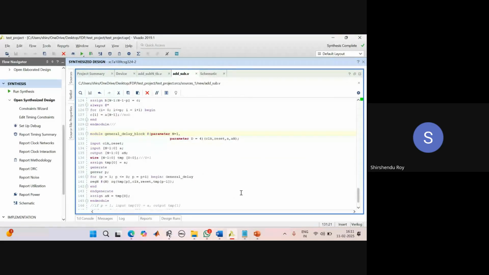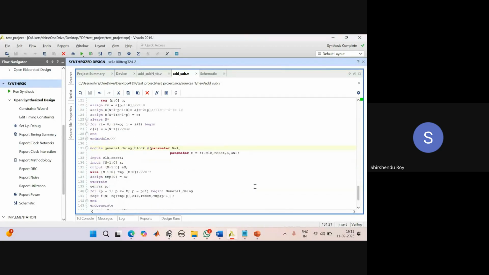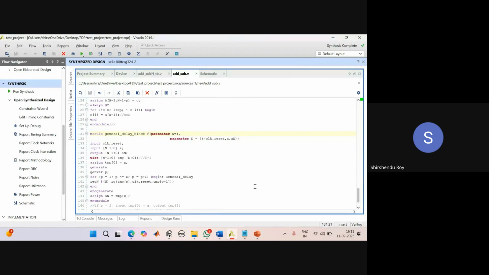So I think we have discussed all the major blocks. The general delay block, we have discussed the ISH wired block. Gradually we'll start the exponential block. Can I ask for doubts? Does anyone have any doubt? Now we are going to start the next topic, that is the compilation of all these blocks. Today we're not going to start because we don't have that much time.